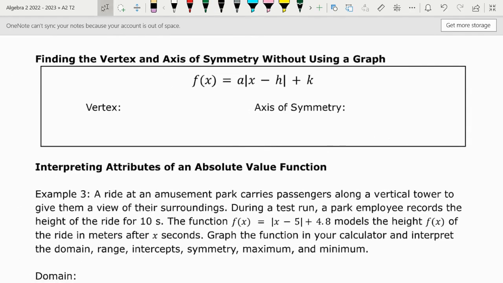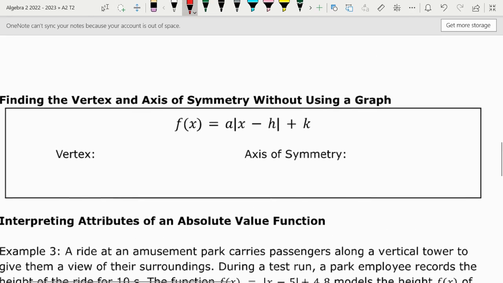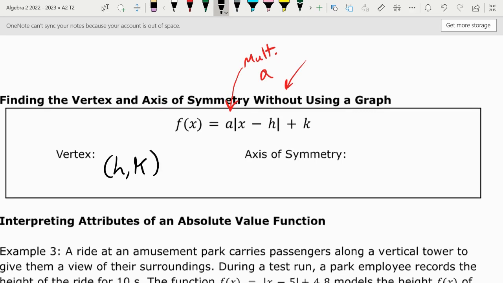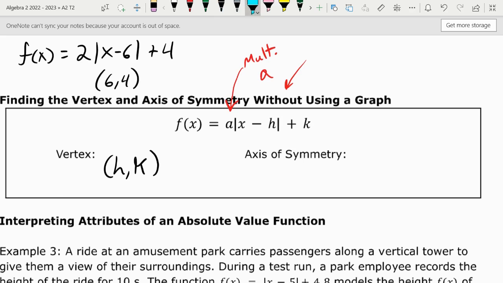Okay, the most important part of this. Here's the general form. Here we have multiplication out front with the letter a. We have subtraction with an h and a k. Those h and k are actually going to be your vertex. So whatever those numbers are will be your vertex. For example, f of x is equal to 2 times the absolute value of x minus 6, plus 4. The vertex would be at (6, 4). So you just take those two numbers, h and k, and they will tell you your vertex.